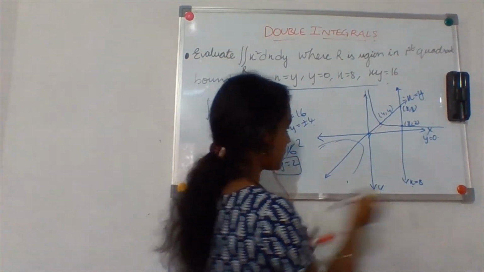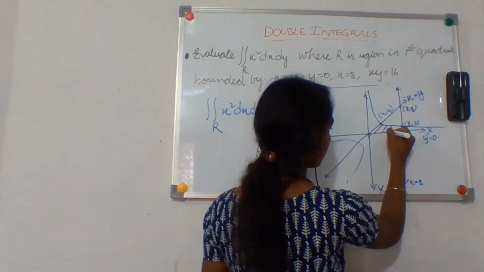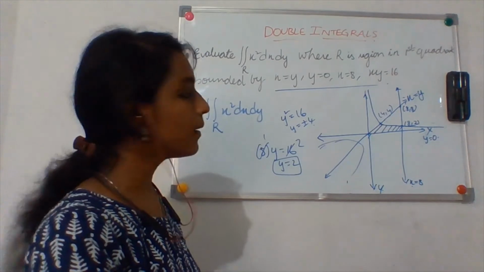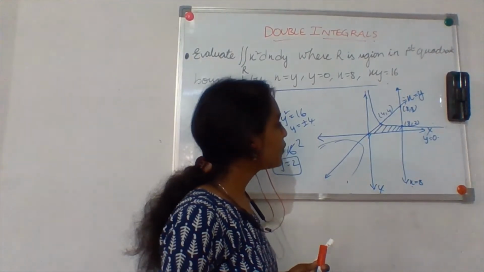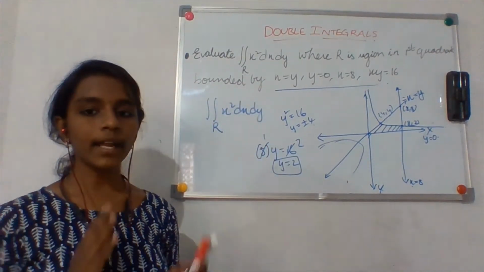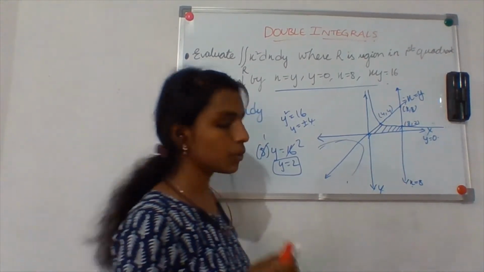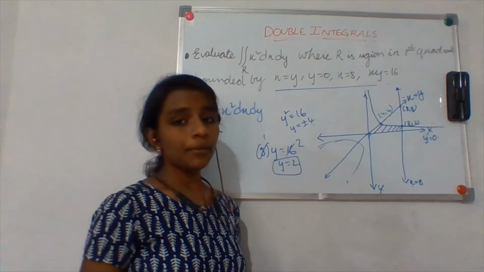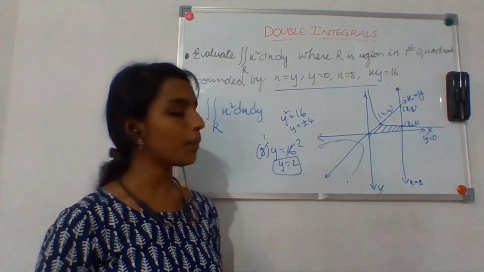I will draw it with this. The area is this itself. So that is the area, the required area. Okay. So now we have to take a strip and move it, and then we'll get to know where the limits are. Understand?